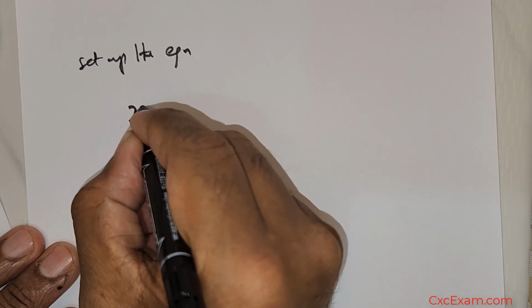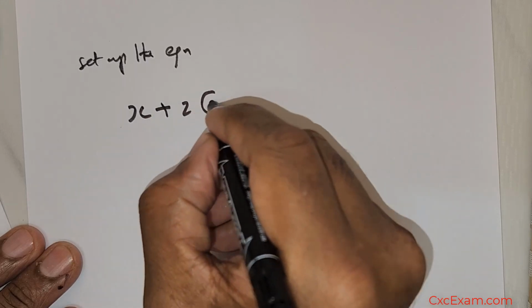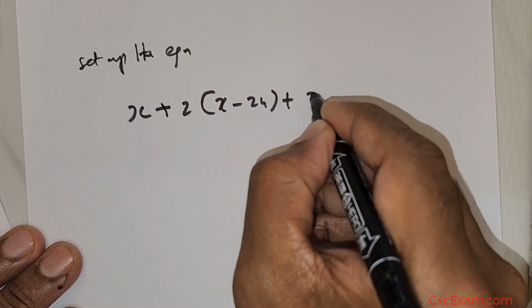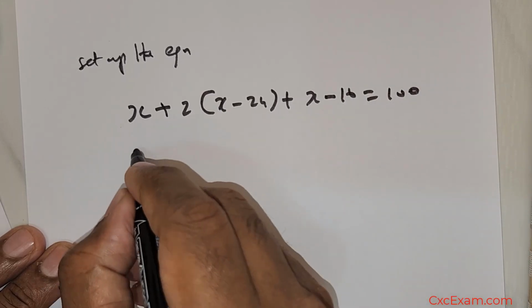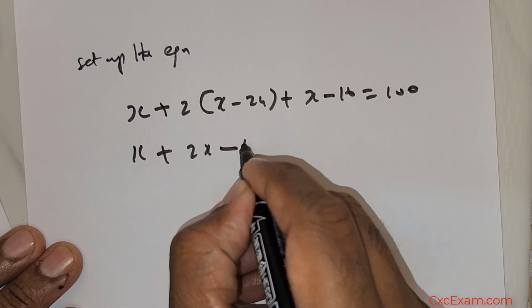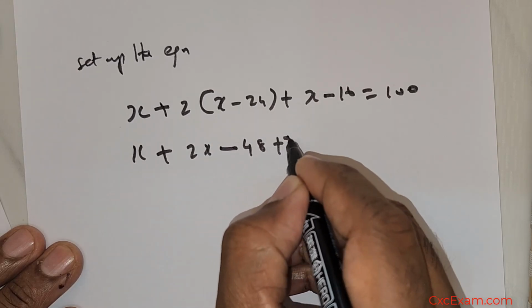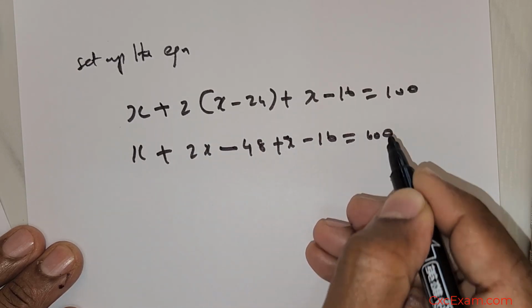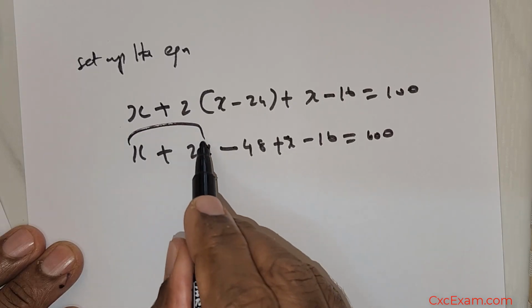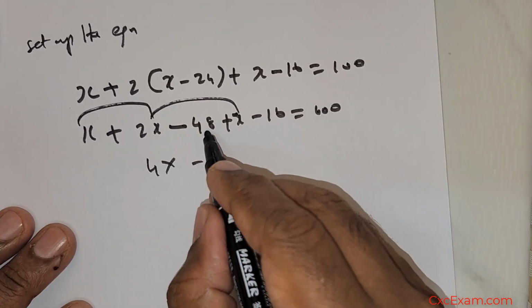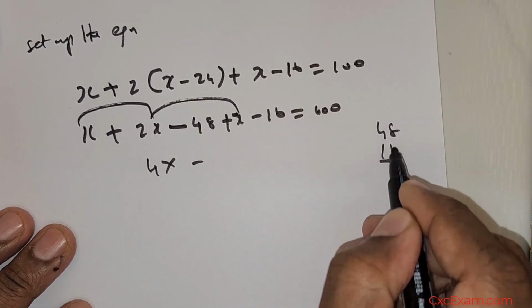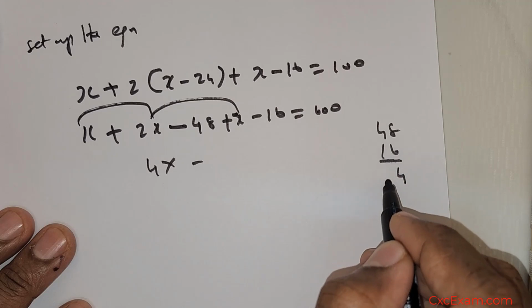The equation is going to be 1 jacket and 2 shirts, 2 times of x minus 24, and a hat, all sum up to $100. x plus 2 times (x minus 24) plus (x minus 16) is equal to 100. x added with 2x is 3x, added with x gives me 4x. Now you have 48 added with 16.